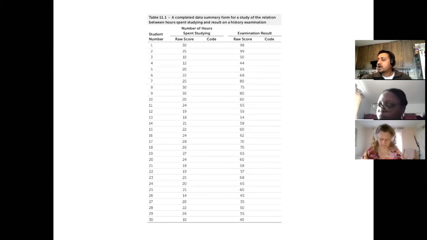So, part of collecting data, we saw an example of this table before. This is what raw data looks like. For example, if you're trying to count the number of hours spent studying and correlate that to exam result, you have students, you don't put their names down, you have numbers 1 through 30. So you have 30 students, you have the number of hours spent studying, a whole range from a bottom of 10, then you have the scores on the exam, 98, 99, whatever the score is. So this is a raw table.